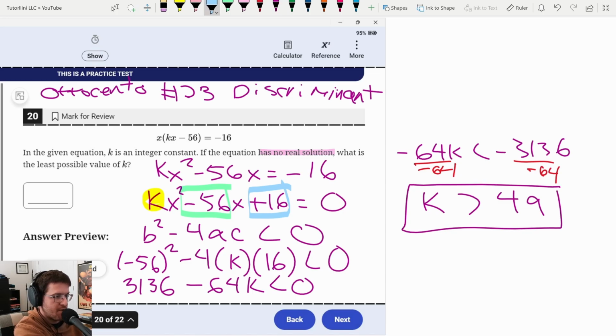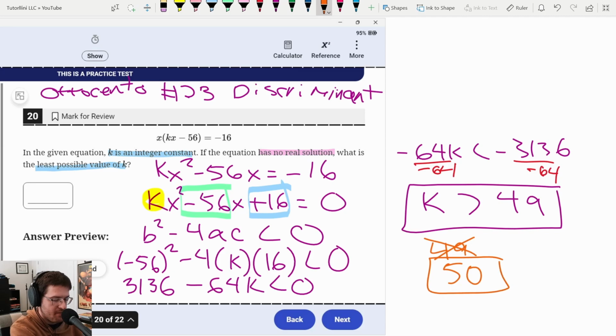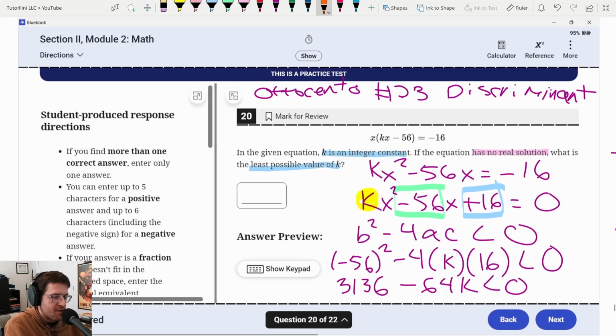Now you'll notice we glossed over this. It says k is an integer constant. What is the least possible value of k? Lots of people would do all that and put 49. But that doesn't work because 49 is not greater than 49. The first integer bigger than 49 is 50. So the answer to this question is 50.